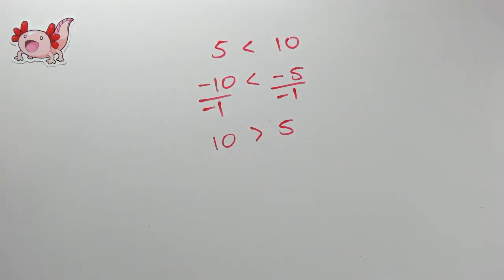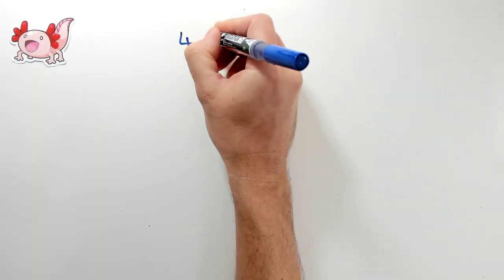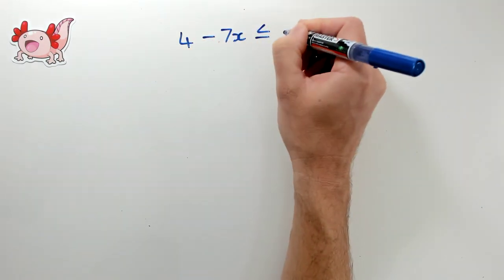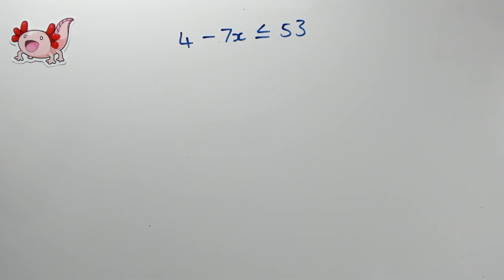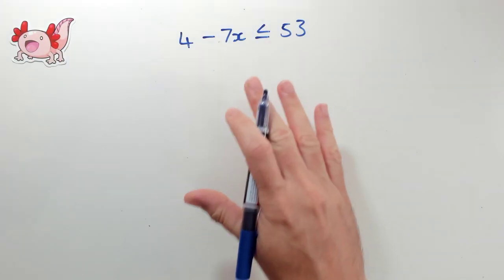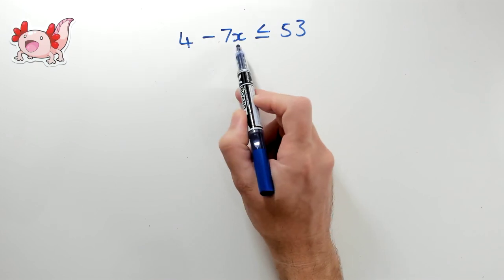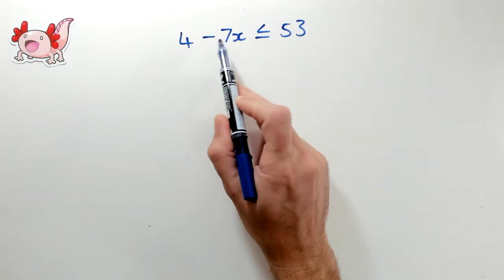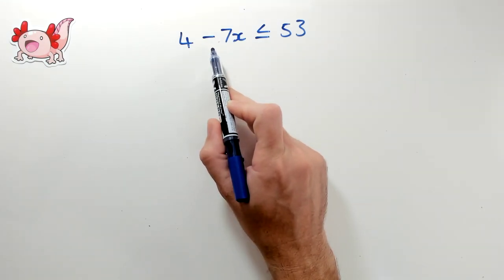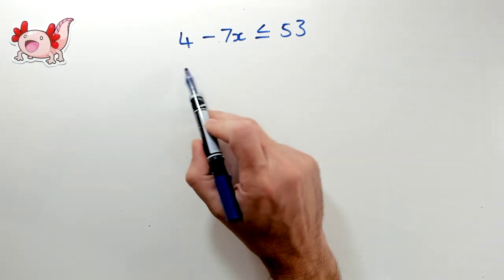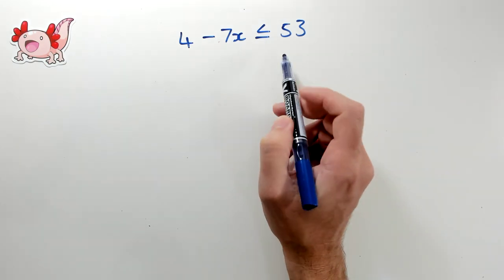Okay, so let's do an example, and then we can take a look. Let's do a very simple one: 4 minus 7x is smaller than or equal to 53. Now, usually when you see this, I look at the variable and see if there's a negative sign in front of it. If there is, then I know eventually this will probably flip. But I'm going to do this in two ways just to show or prove what's going on.